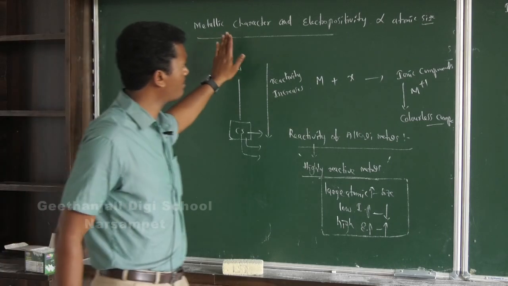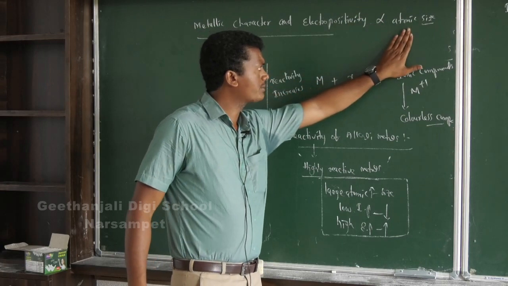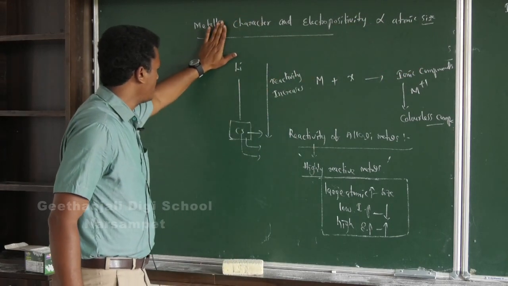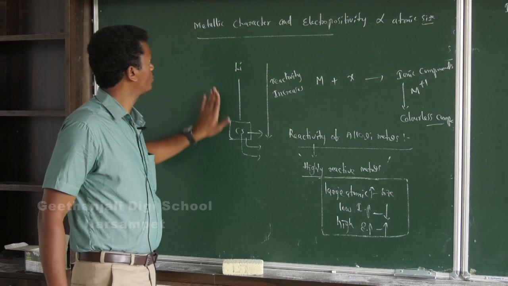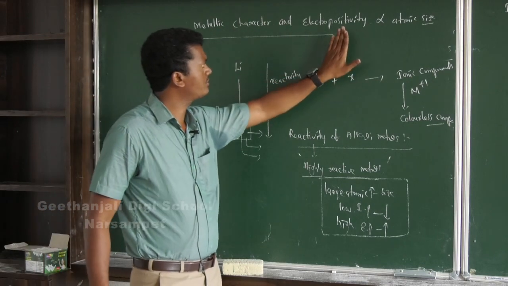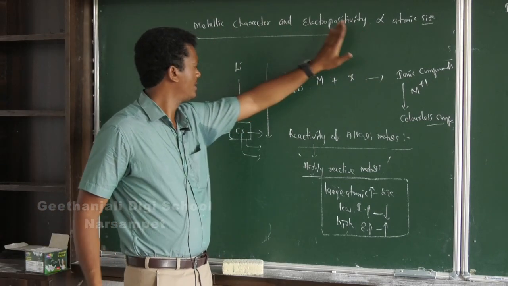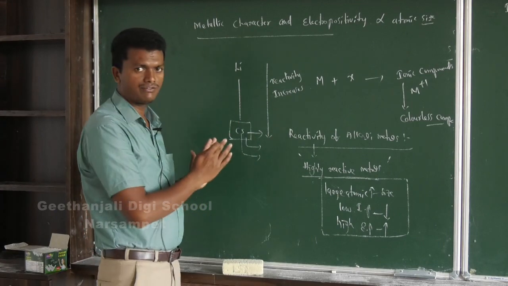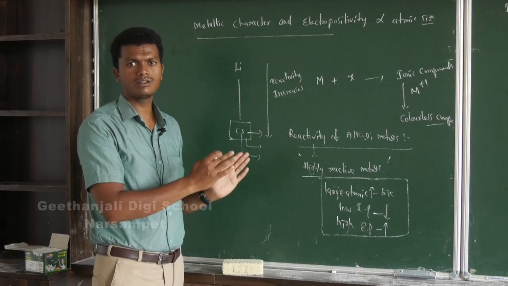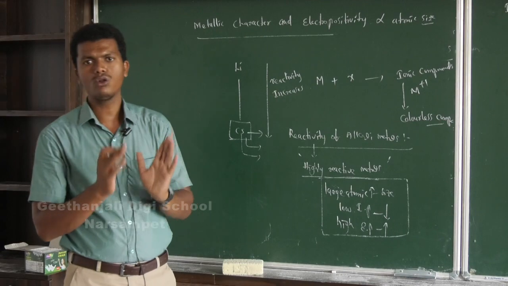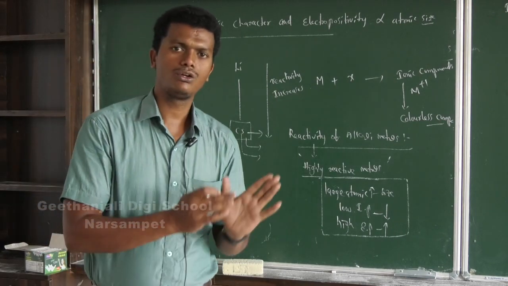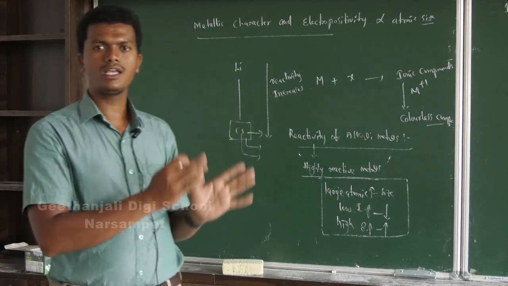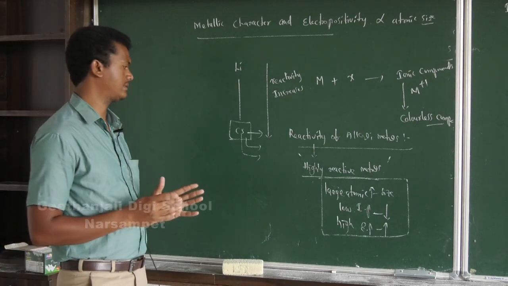Metallic character and electropositivity are directly proportional to atomic size. Atomic size gradually increases, so metallic character and electropositivity both increase. The elements placed on the left-hand side have large sizes, more electropositivity, and low ionization potential. Due to these three properties, they are highly reactive metals.